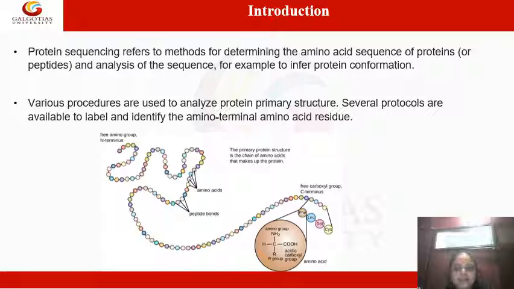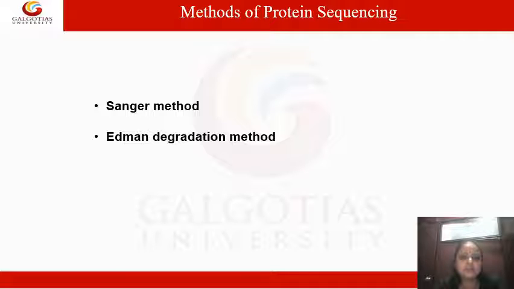There are various procedures available to analyze the protein structure, and there are several protocols also present to label and identify the amino terminal and the carboxy terminal of the protein. This is a pictorial representation of a protein that shows the free amino terminal amino group and the free carboxylic group. In protein sequencing, we analyze the amino acid sequence in the protein. The methods of protein sequencing are the Sanger method, the Edman degradation method, and the enzymatic cleavage method.